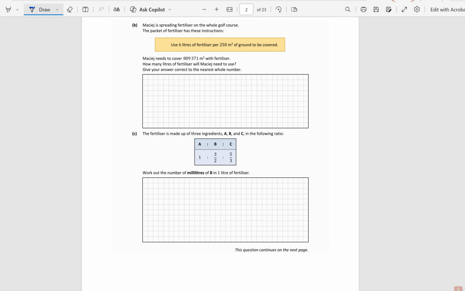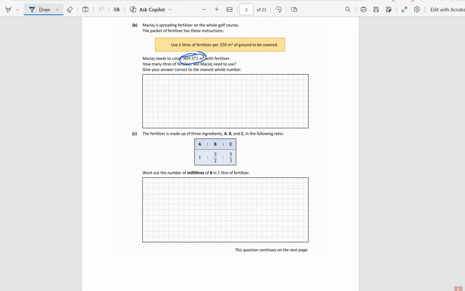Alright, next one. Spreading fertilizer over the golf course. Packet of fertilizer has this instruction: 6 litres of fertilizer per 250 meters squared. It says Macy needs to cover this many meters squared. And then it says how many litres of fertilizer will she use.